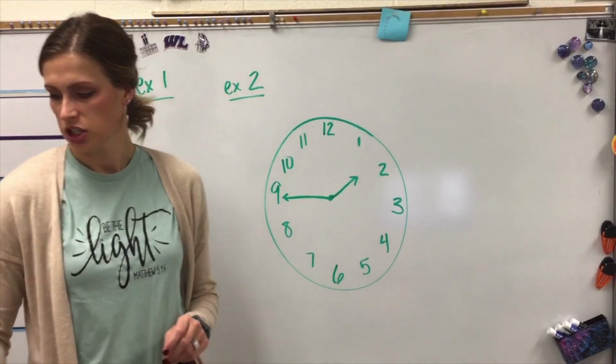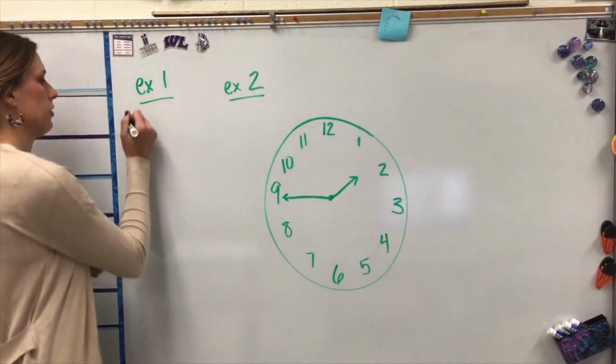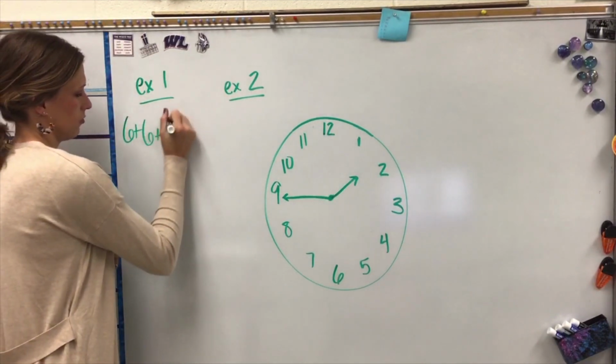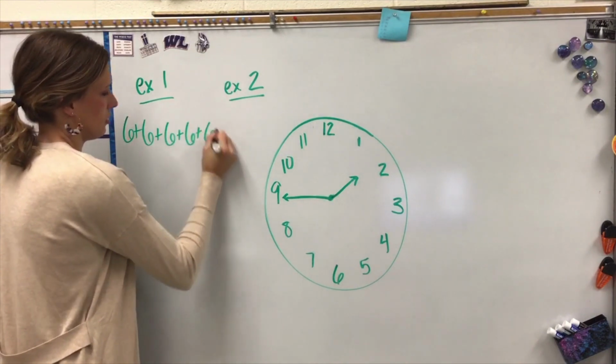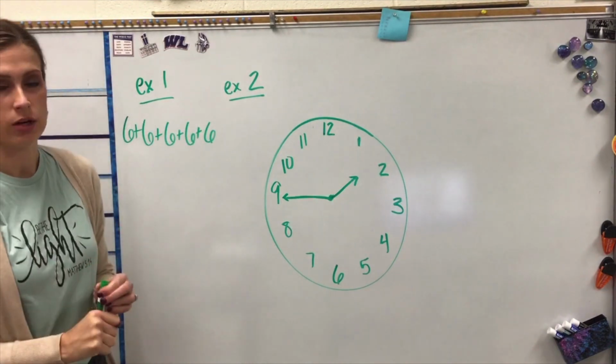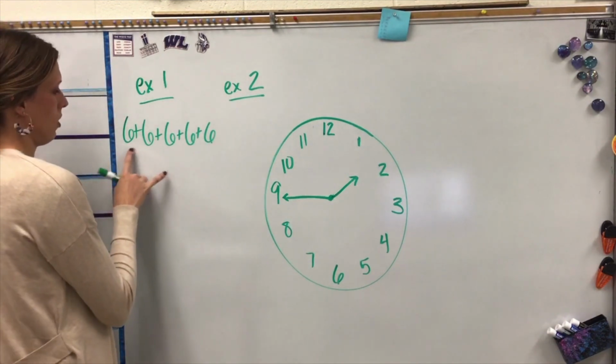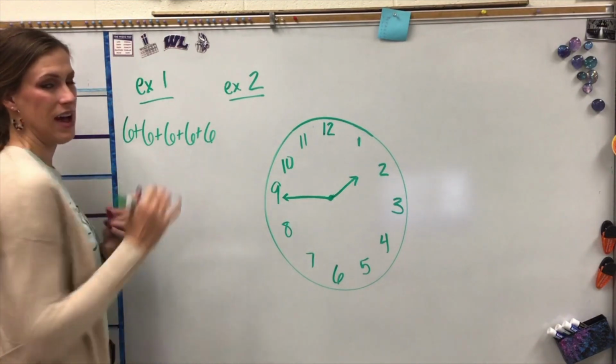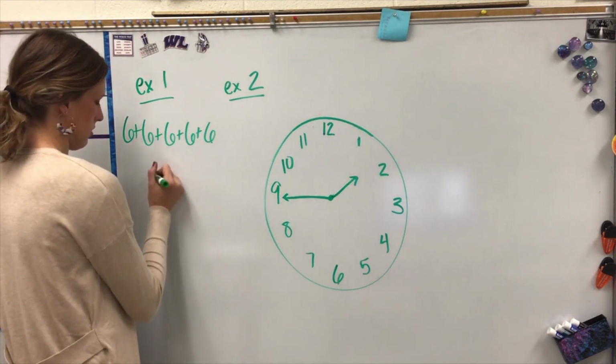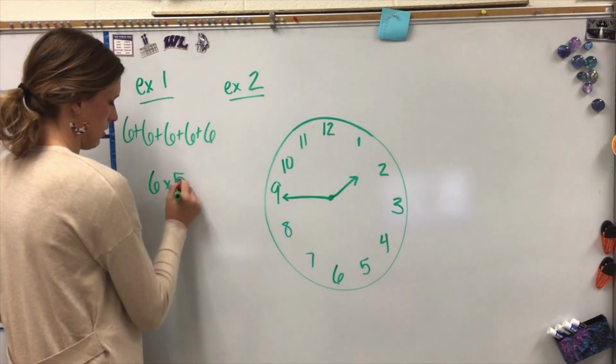It says change this addition problem to a multiplication problem. So it has 6 plus 6 plus 6 plus 6 plus 6. Well, repeated addition we can always change into multiplication. So how many 6's are there? 1, 2, 3, 4, 5. So this is like 6 times 5.